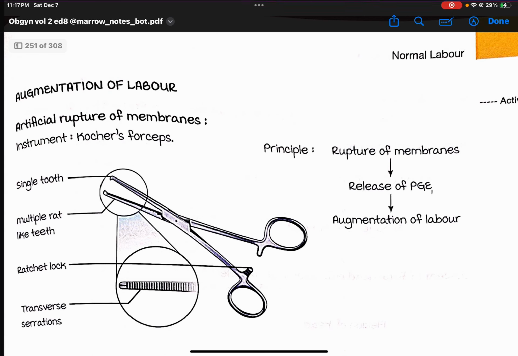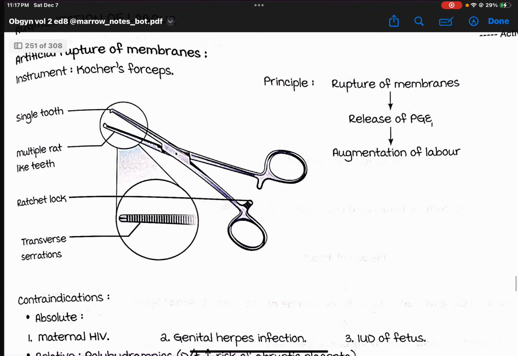Augmentation of labor, artificial rupture of membranes. Instrument used is Kocher's forceps: single tooth, multiple rat-like teeth, ratchet lock, transverse serrations. Principle: rupture of membranes, release of prostaglandin E1, augmentation of labor.